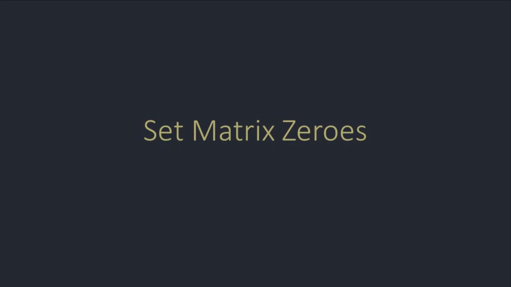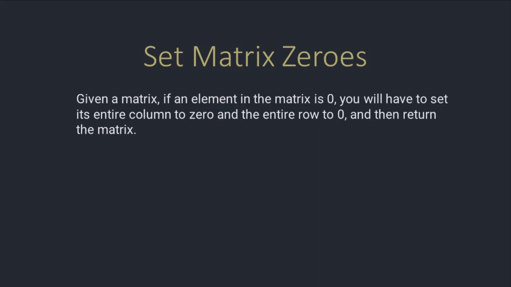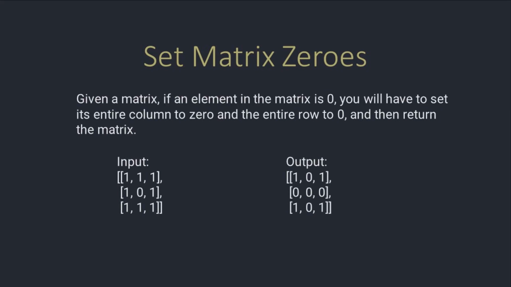Set matrix zeros. Given a matrix, if an element in the matrix is 0, you will have to set its entire column to 0 and the entire row to 0 and then return the matrix. If the input matrix is 1 1 1, 1 0 1, 1 1 1, then the output matrix will be 1 0 1, 0 0 0, 1 0 1. The reason is that the 0 in the input matrix lies in the second row and the second column. So in the output matrix, all the elements of the second row are set to 0 and all the elements of the second column are set to 0.